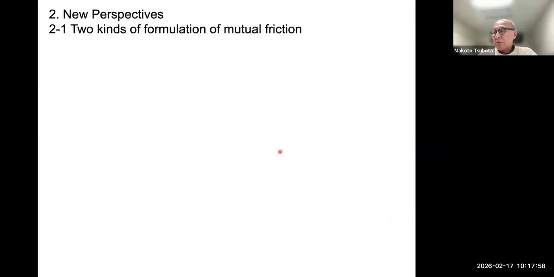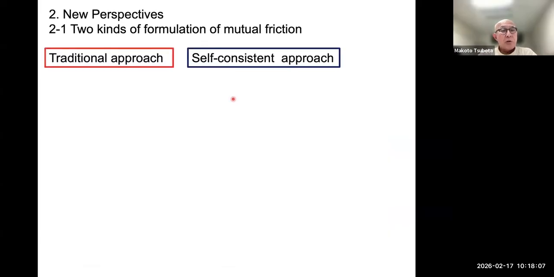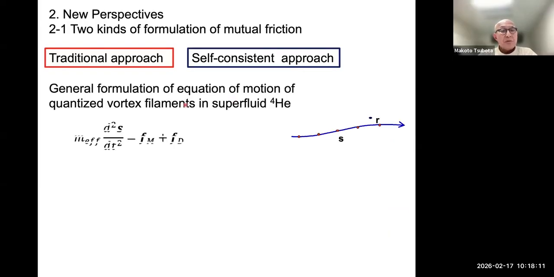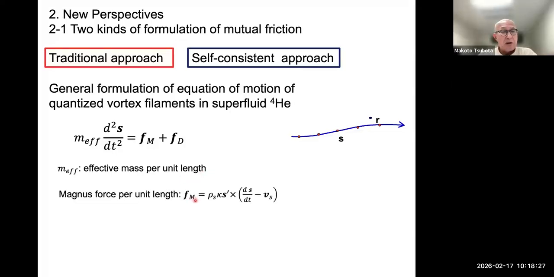So I'd like to discuss some new perspectives of these topics. We know the two kinds of formulation of the mutual friction now: the traditional approach and the self-consistent approach. The general formulation of the equation of motion of a quantized vortex in superfluid helium flow is something like this. This is the equation of motion per unit length. M effective refers to the effective mass per unit length, and Fm refers to the Magnus force per unit length.